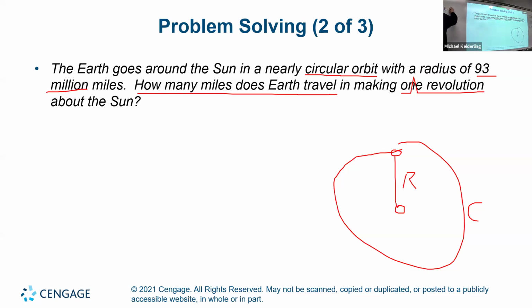We were just told the radius is 93 million miles. And the question is, how many miles does Earth travel in making one revolution around the sun? So we want to figure out the distance for one complete circle. So this is asking us for circumference.